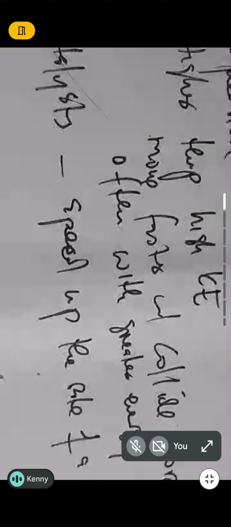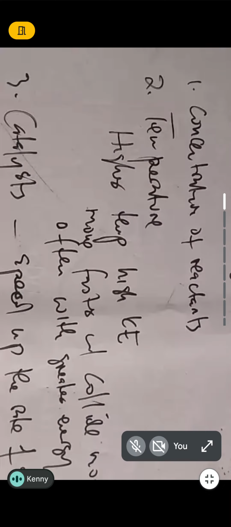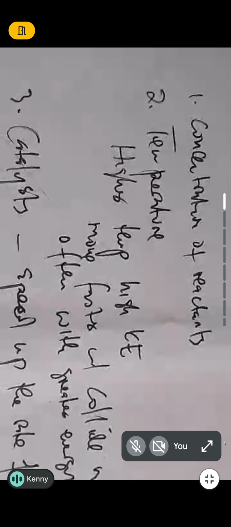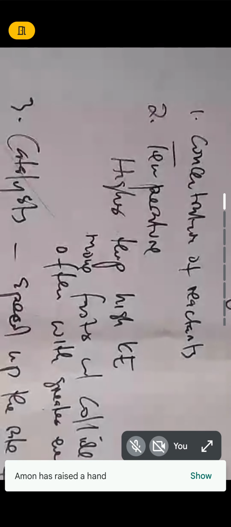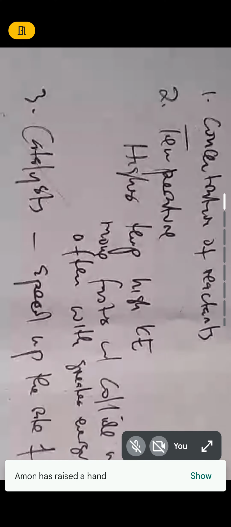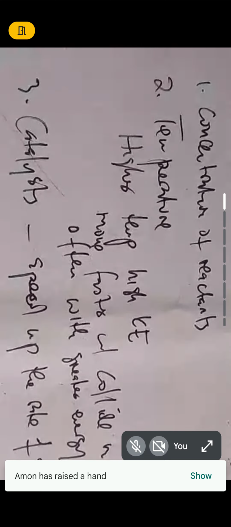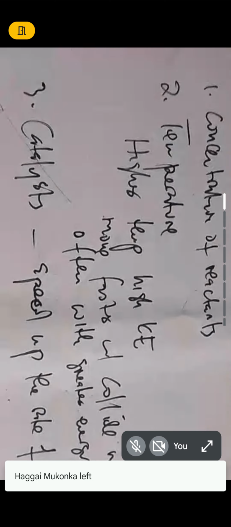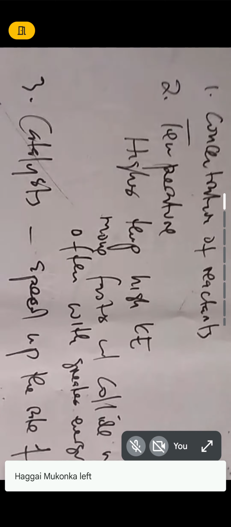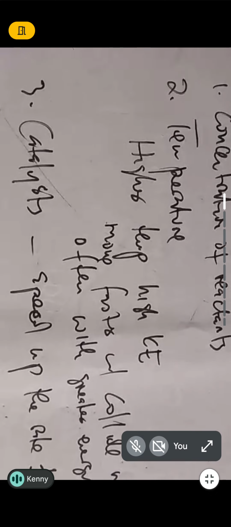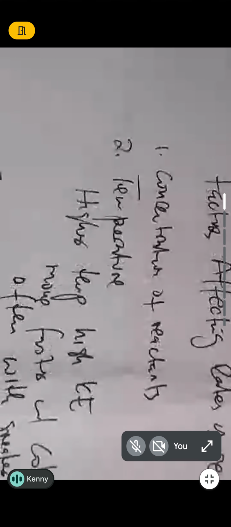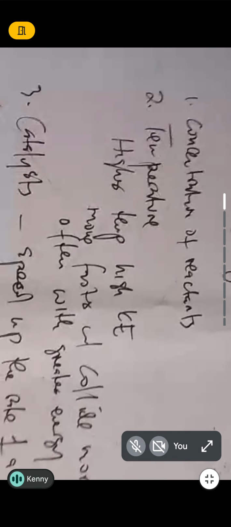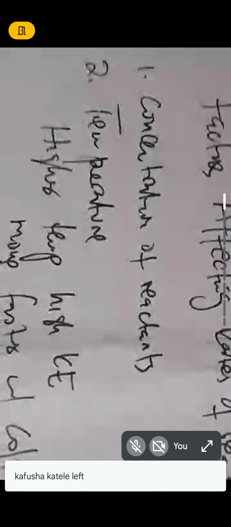Okay, so these are some of the factors that affect the rate of a reaction. But our main goal here in chemical kinetics, we want to measure the rate of a reaction. Okay, so now let's see how we can measure the rate of a reaction.